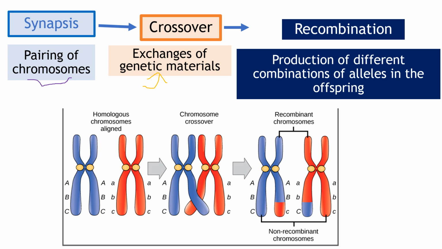And so here you see the alignment, here the crossover, and finally, as a result, when the crossover has finished, you find the recombination, that is the production of different combinations of alleles in the offspring. So the result is called recombination, and that is different from synapsis and crossover. These three topics sound similar but are not identical, are not synonyms, but are related to each other. Okay, and with that, we finish all the questions of the quiz.